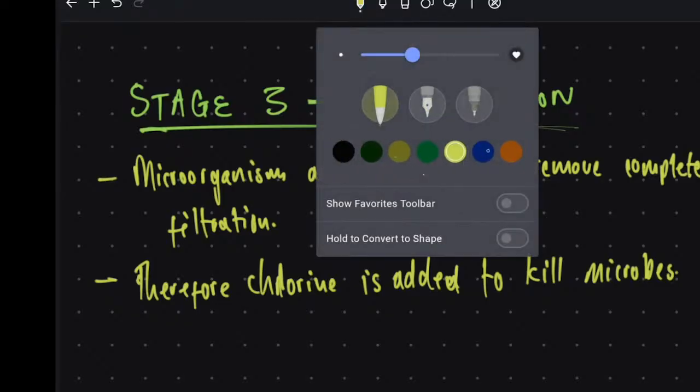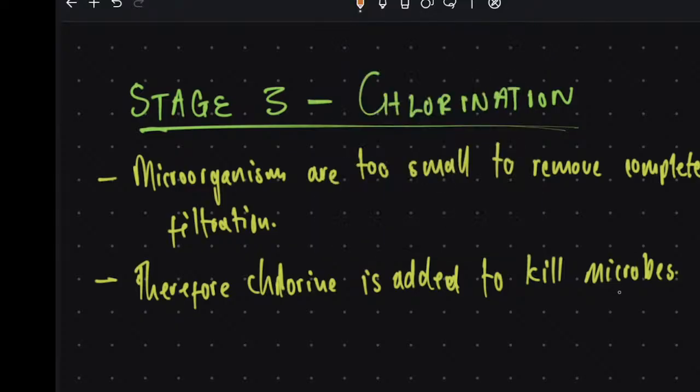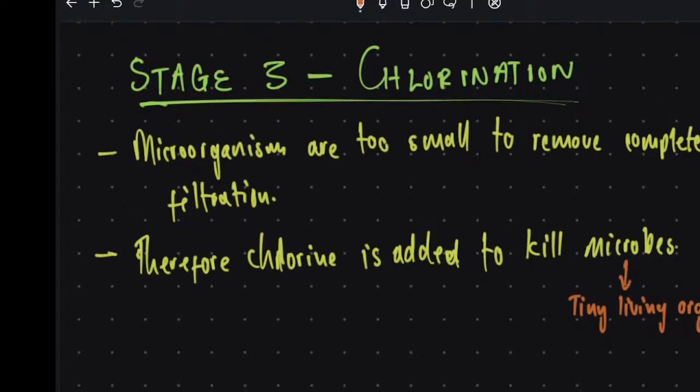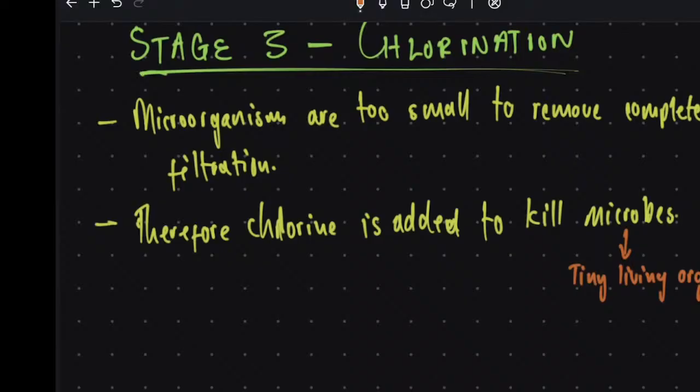tiny, tiny living things, tiny living organisms like bacteria, fungi, viruses, okay, algae, protists, tiny living organisms that are too small to see with the naked eye. Too small to see with the naked eye.